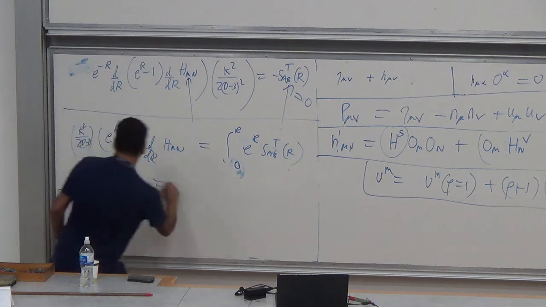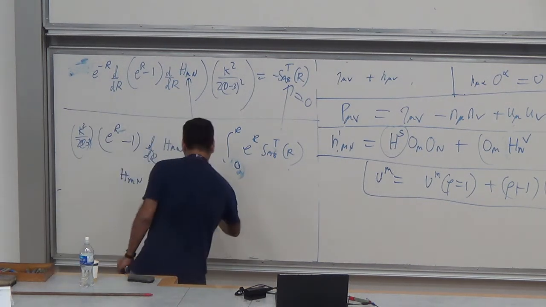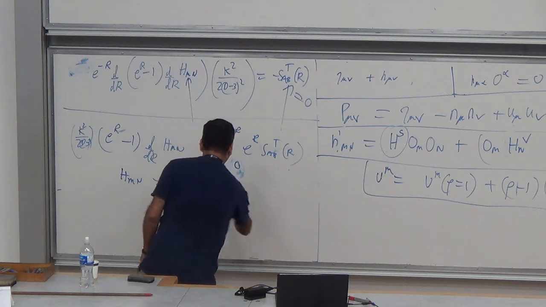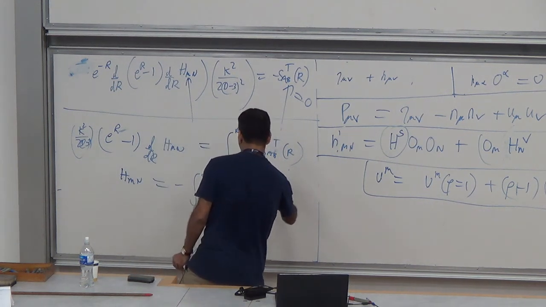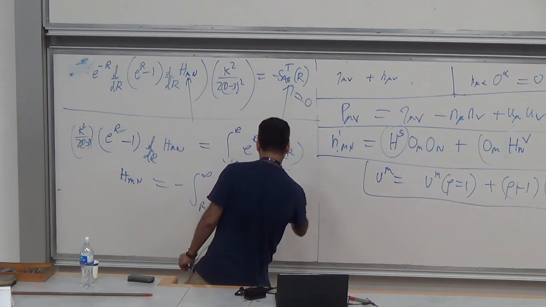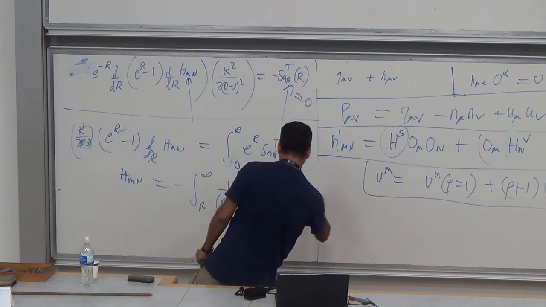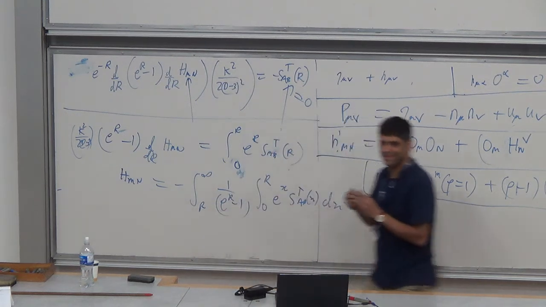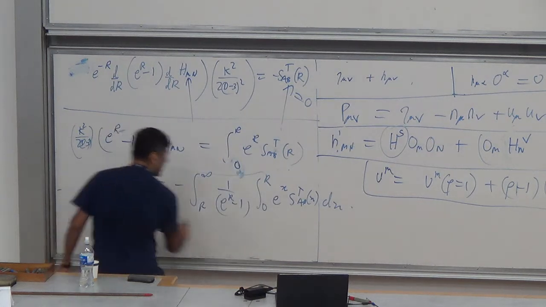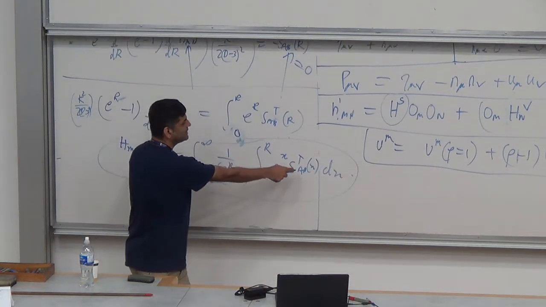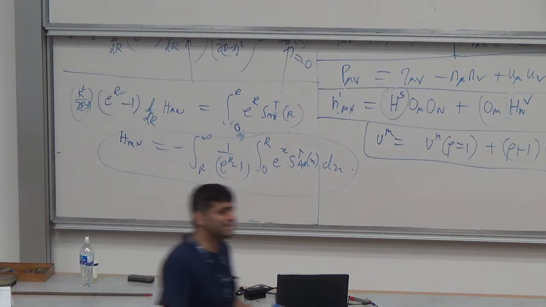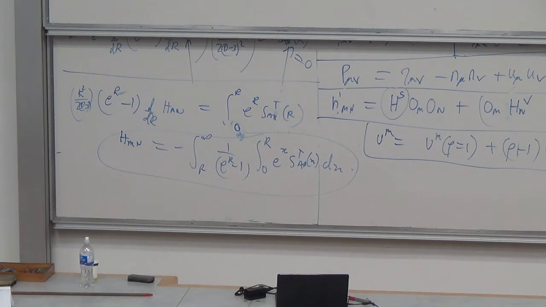Explicitly, hmn is equal to minus the integral from r to infinity of 1 by e to the power r minus 1, times the integral from 0 to r of e to the power x s t a b of x. This is a nice explicit formula that gives me the tensor part of the metric in terms of the tensor part of the source. I told you how it works in first order perturbation theory, but the same thing goes for tensors. Works in every order perturbation theory.